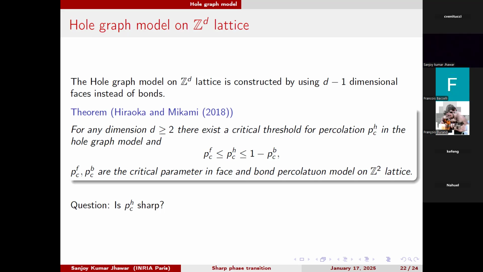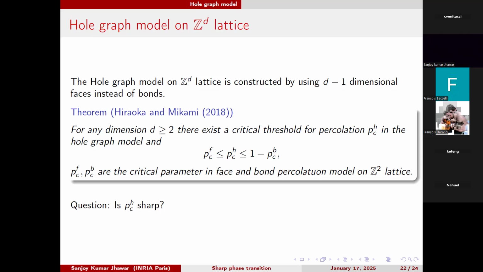But now I'd like to ask the question whether this type of hole graph model undergoes a sharp phase transition or not. So right below the critical value of the parameter p_c^H, whether you have exponential decay of the probability of having a path from origin to the boundary, or in the supercritical phase, whether the probability of having an infinite path has a uniform lower bound or not.